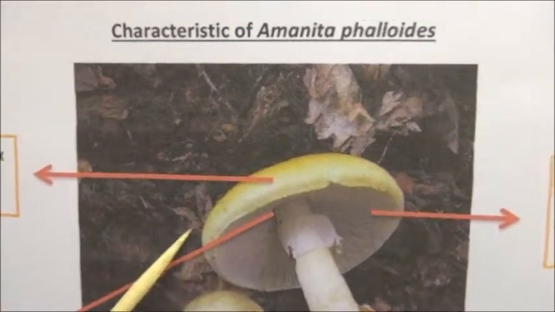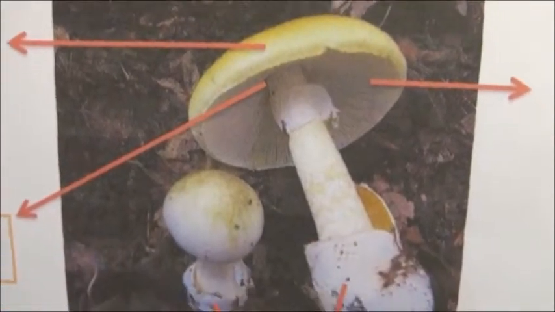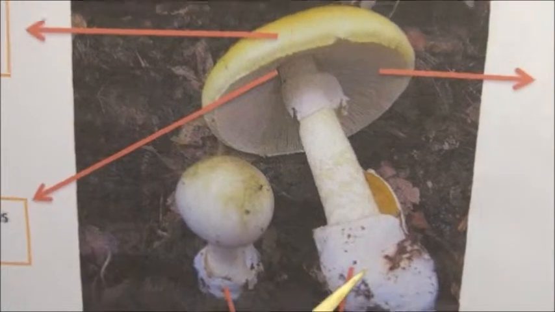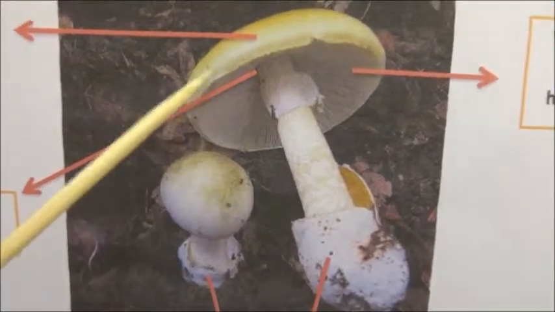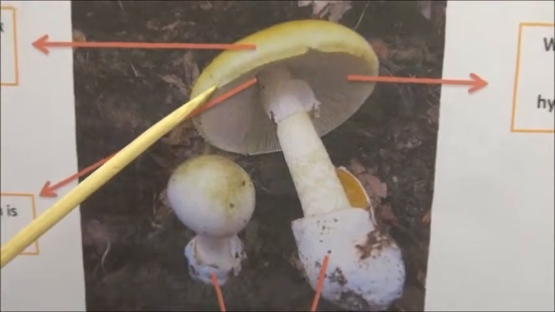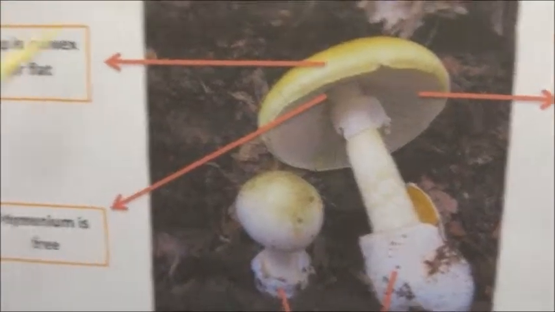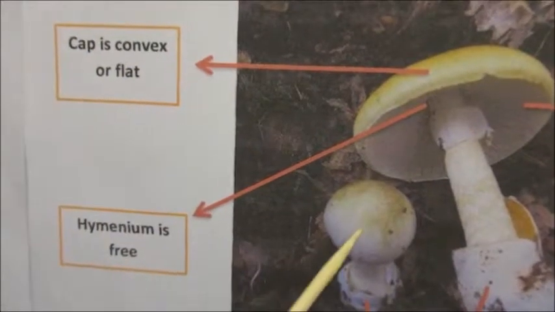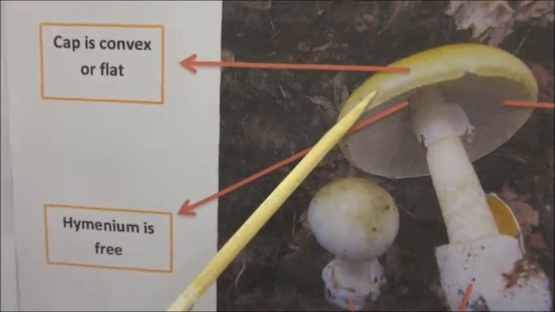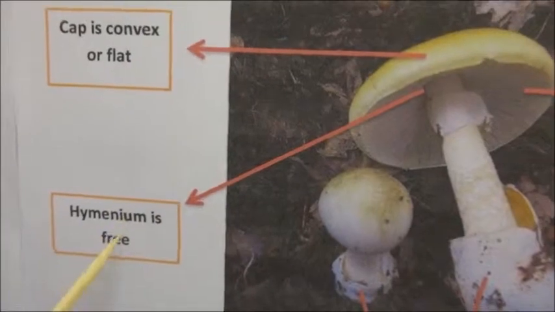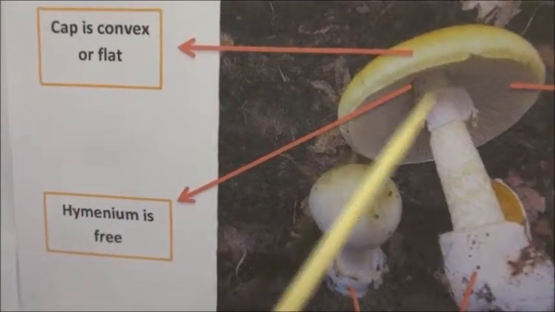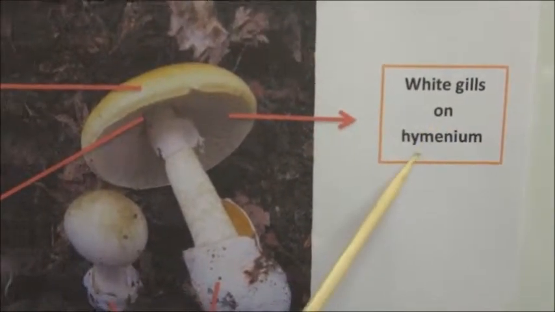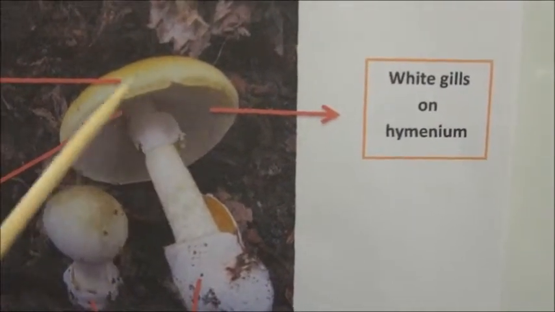First of all, based on the structure of this mushroom, we can divide it into three parts. First, the upper part. Second, the intermediate part. And the last one is the bottom part. We will focus first on the top part of this mushroom. The cap is located at the upper part. The cap is convex when it is young and flat when it is matured. Second, the hymenium is free, which means the hymenium is not attached to the intermediate part of this mushroom. The third one, this mushroom has white gills on the hymenium. The hymenium is located under the cap of the mushroom.